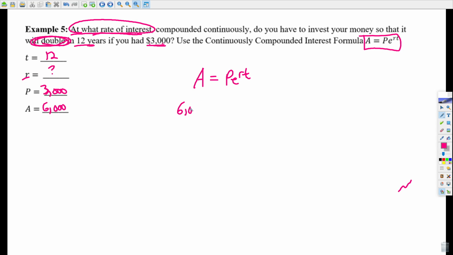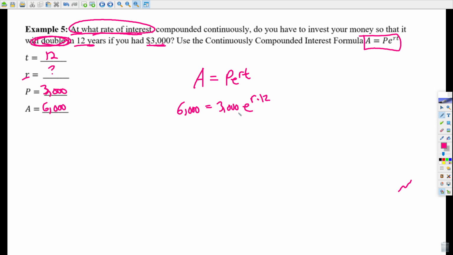So on the left-hand side, we have 6,000 equals 3,000. Remember, e is not a variable, it's a number. It's actually 2.71. To the r times t. We don't know R, and T we do know, it's 12 years. We've used this formula before, but we've never actually solved for anything in the exponent up here. But now with logs, we know how to do it.